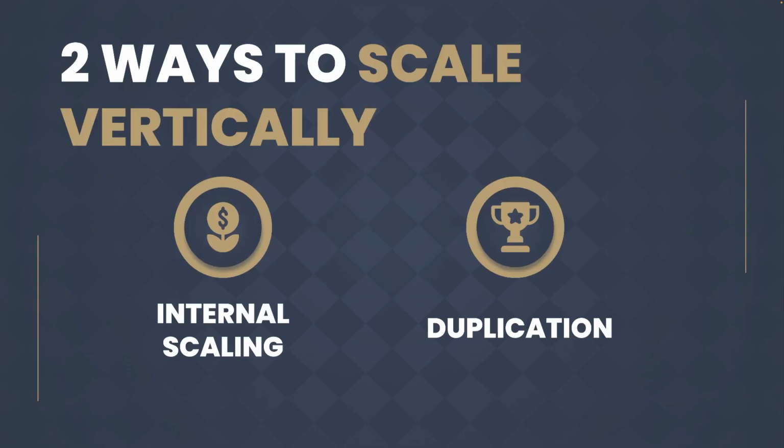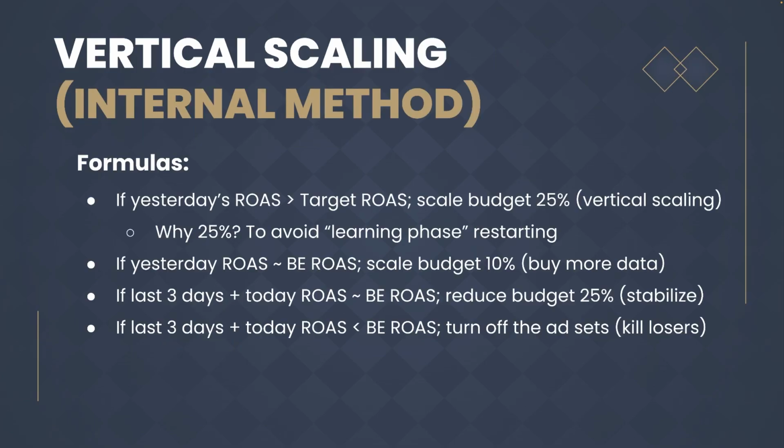So two ways to scale vertically. Number one is internal scaling, and number two is duplication. Some of the formulas you can copy for yourself. So if yesterday ROAS is higher than target ROAS, then scale budget by 25%. Why 25%? To avoid learning phase restarting.